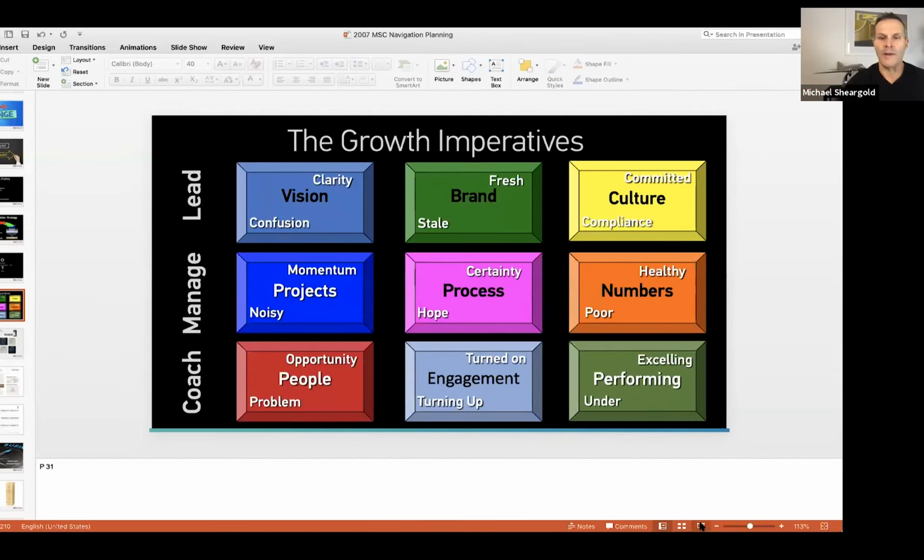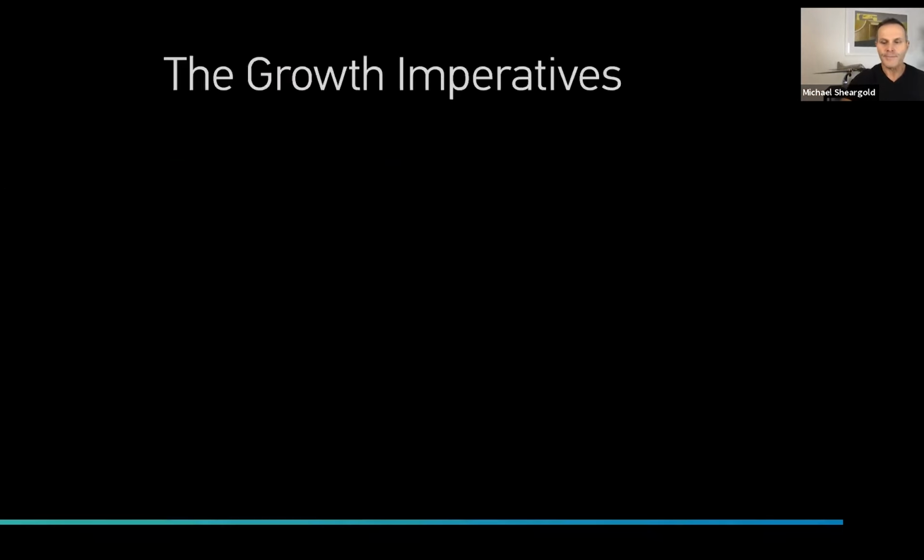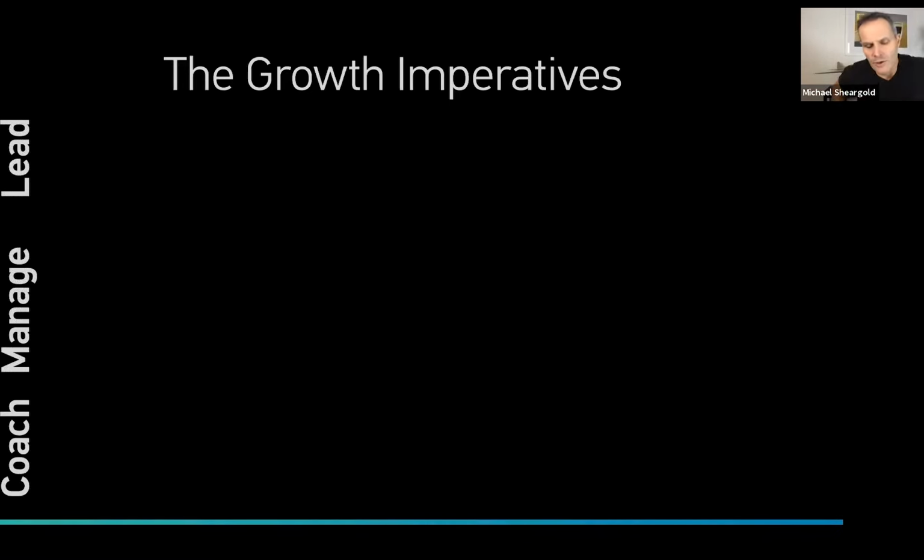Well, they're all up there. Let me do it this way. So the first frame I'd like to introduce here is this concept of lead, manage, coach. So when you put your principal leader hat on, effectively, I chunk it into these three. We lead people, we manage things, and we coach for performance. So lead people, manage things, coach for performance.